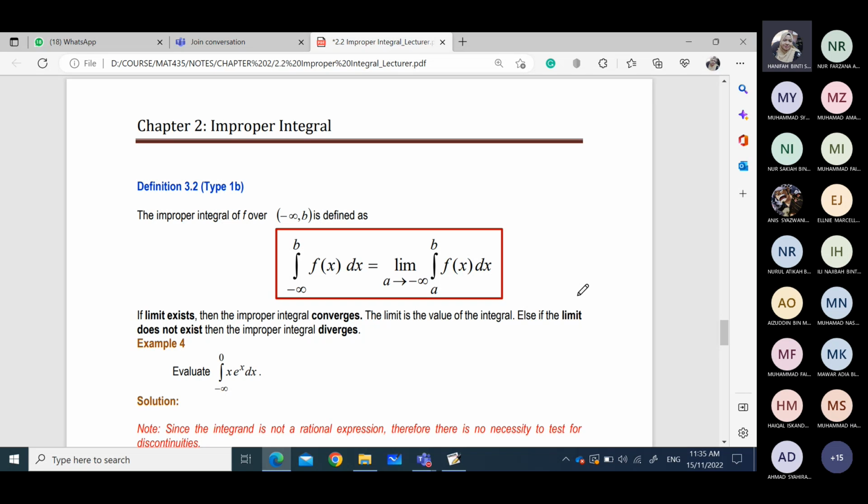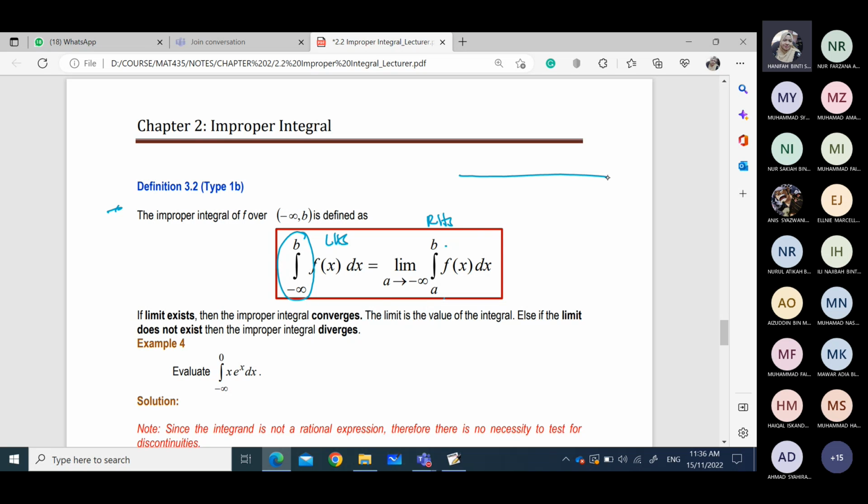Okay, so definition 3.2, type 1b. Type 1b involves negative infinity to b. The improper integral of f over negative infinity to b is defined on the left hand side, and on the right hand side, we have the limit as a approaches negative infinity of the integral of f of x, where x is from a to b. What is a? A is approaching negative infinity.